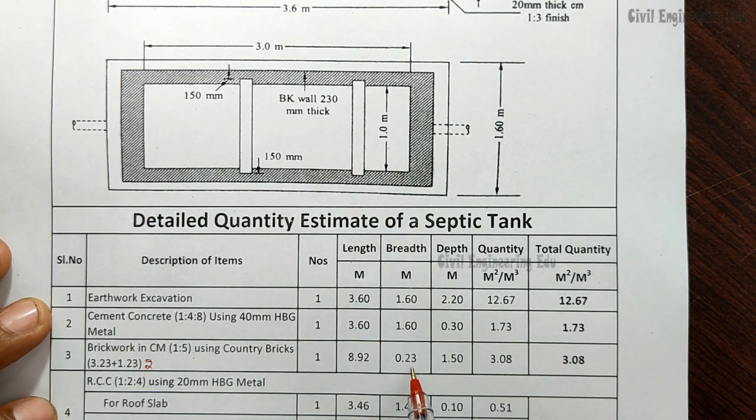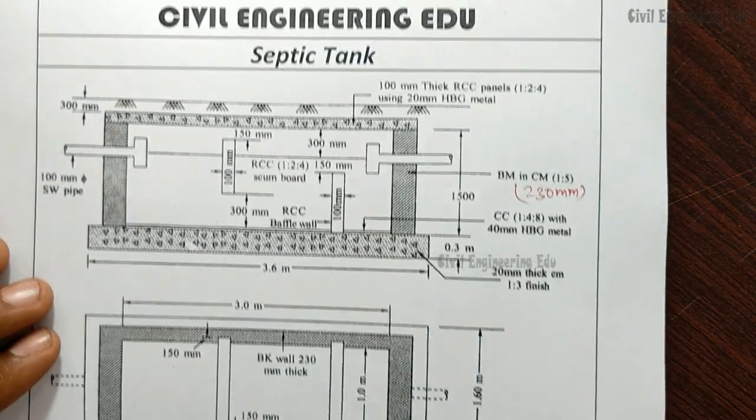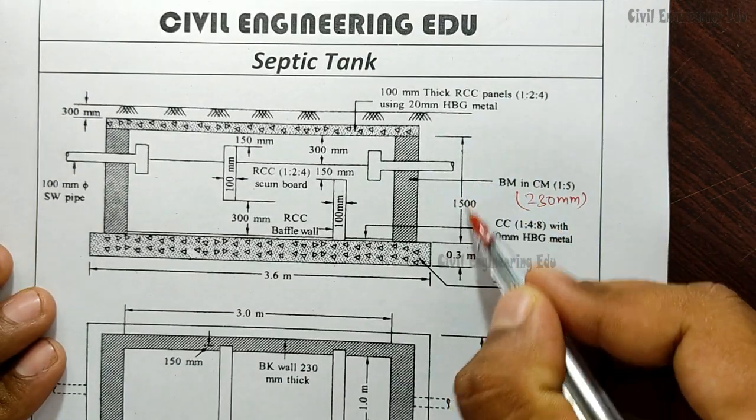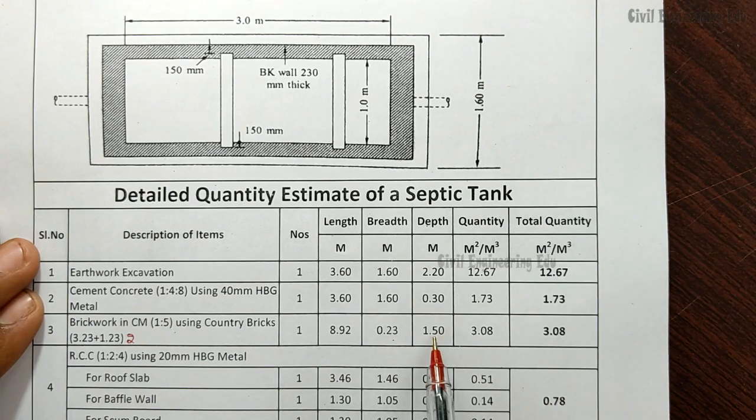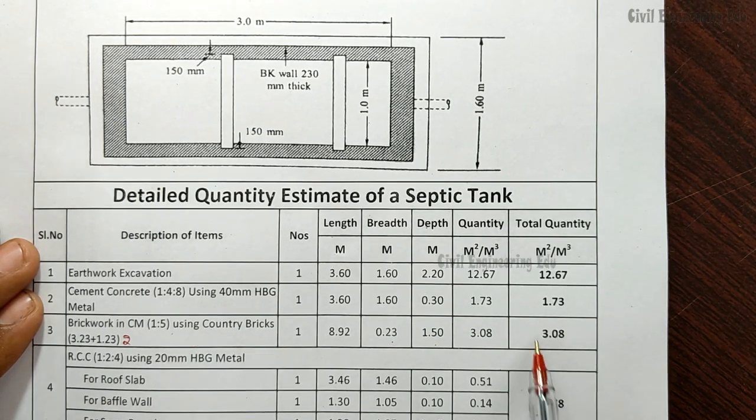So wall thickness is 230 mm and the height of the wall is 1.5 meter. Here you can see the height of wall. This is 1.5 meter, right? So length into breadth into depth is equal to quantity we got. This is the total quantity.